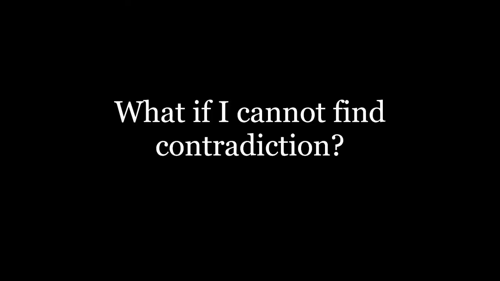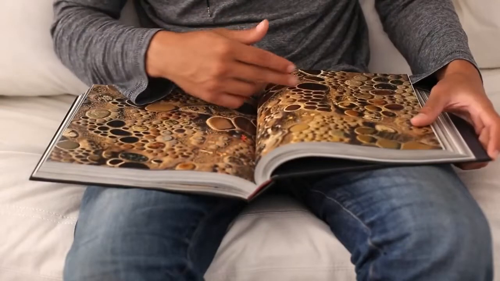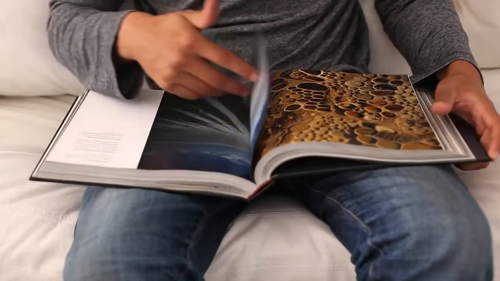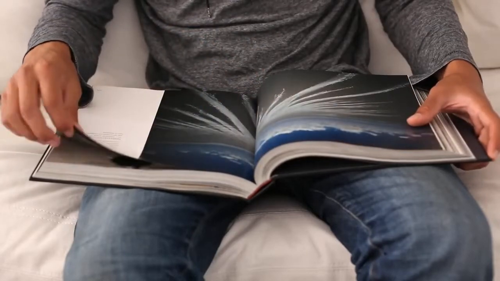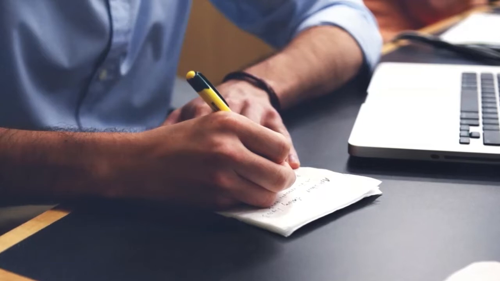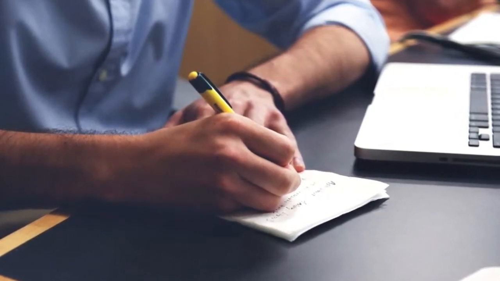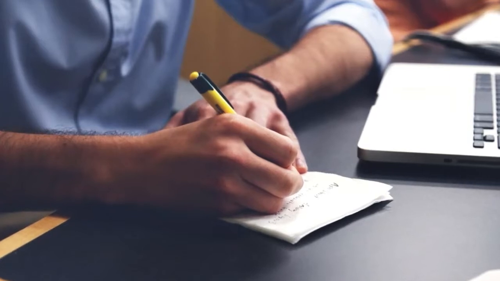But what if you cannot find contradiction? This is perfectly fine. Most of the time, sources will not provide information that is contradicted by other sources. This may be because they are talking about different things, or they provide information that is very similar. If you cannot find direct contradiction between your sources, use other analysis skills to evaluate them.